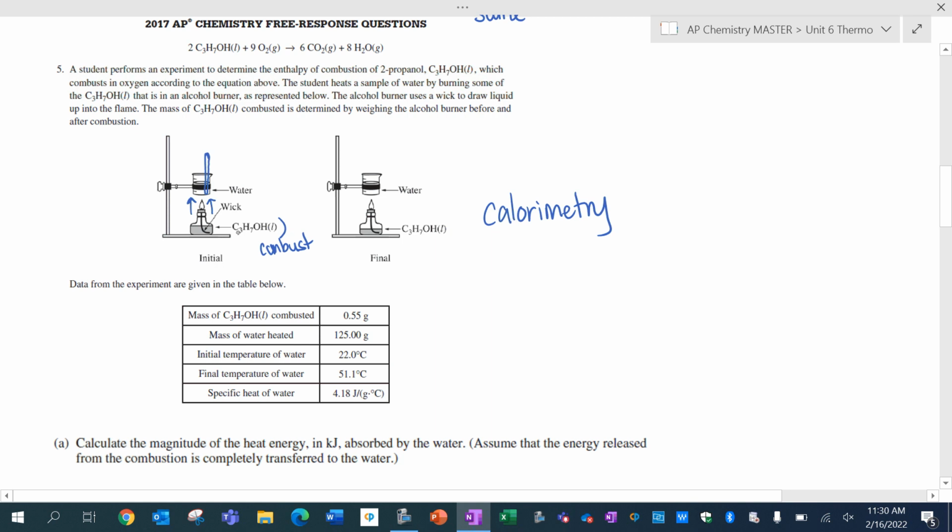And so what we're going to do is measure the temperature change and the mass of the water to figure out how much energy the water is absorbing. And then from that, we can figure out how much energy the combustion reaction is giving off.